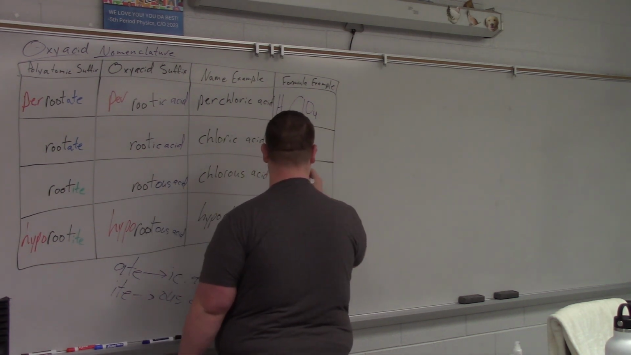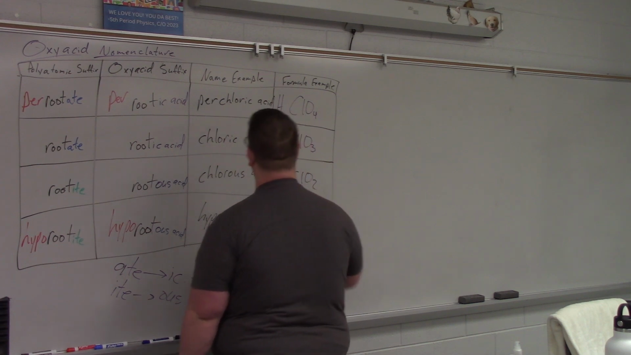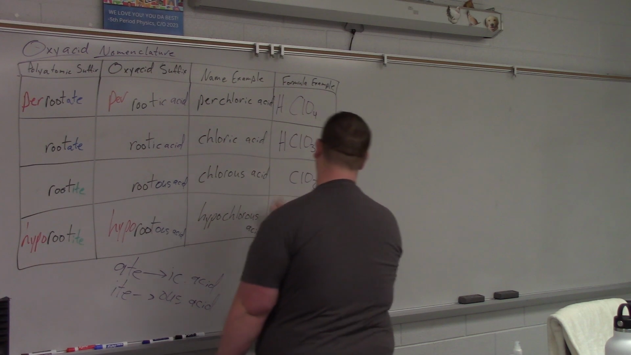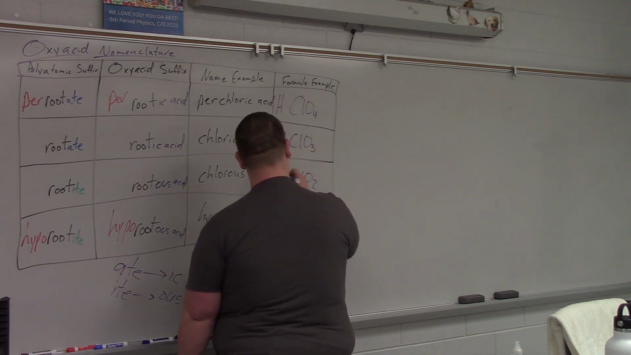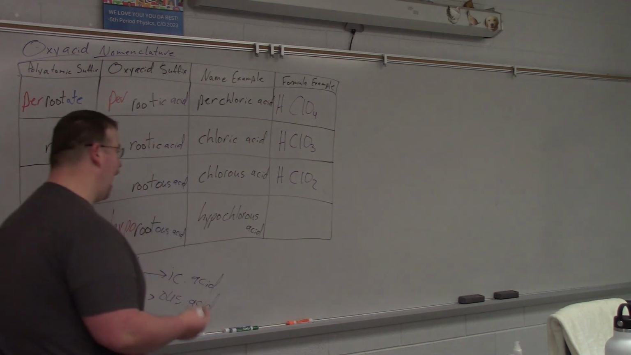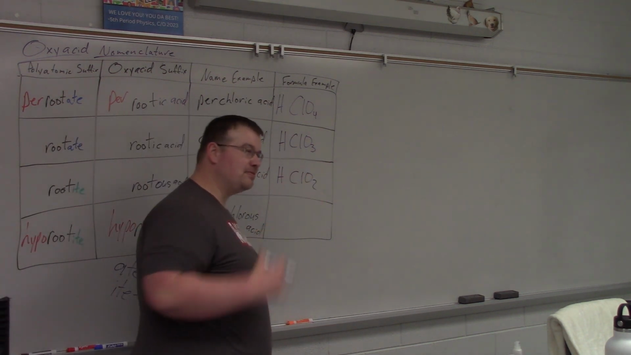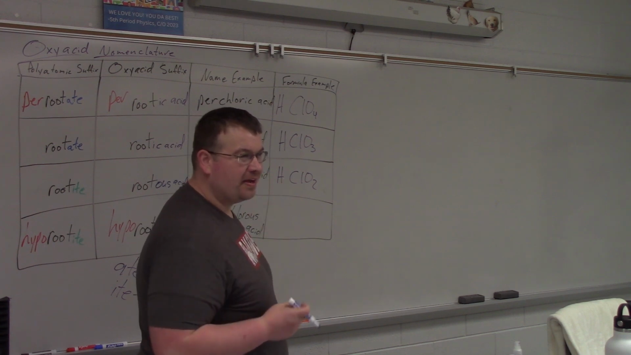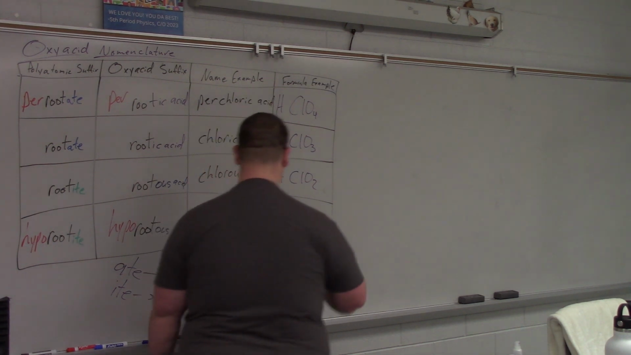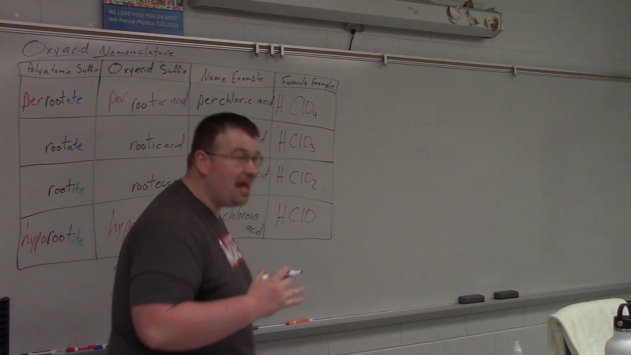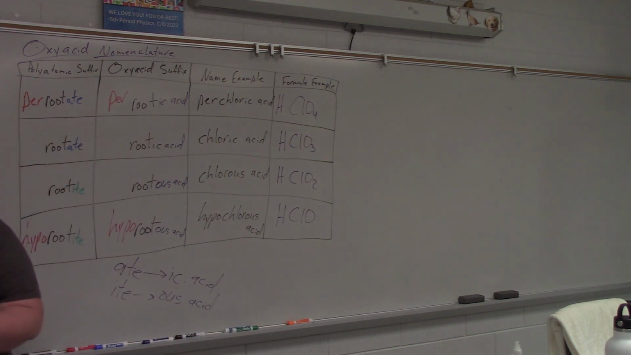So then, chloric acid is HClO3. And it was chlorous acid, HClO2. And then whenever we look at hypochlorous acid, Tanner's going to tell us what it is. HClO. That's correct. It's HClO. So HClO is for hypochlorous acid.